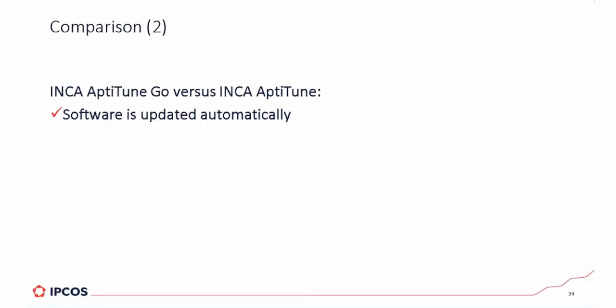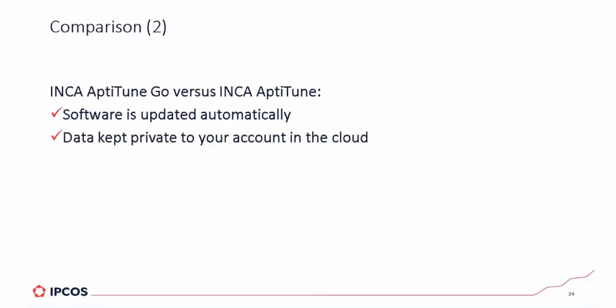The other thing, which is an advantage of AptiTune GO, is that the software is updated automatically for you. If you are current on SMS, you have access to updates for AptiTune that we distribute every quarter, but you still have to install them or have somebody install them for you. AptiTune GO is always up to date.